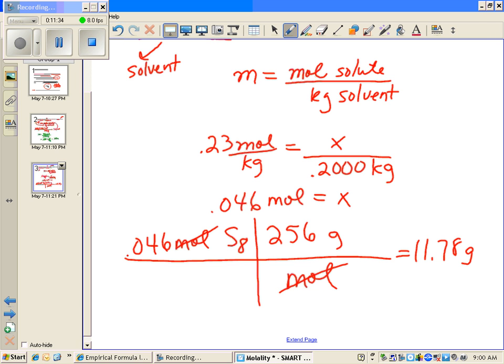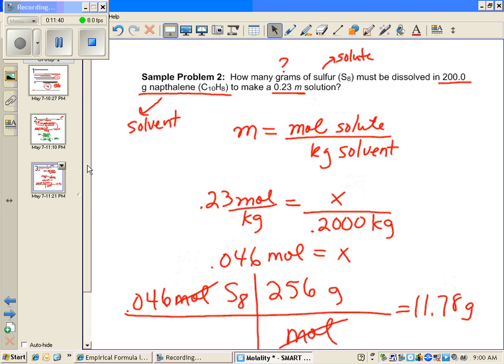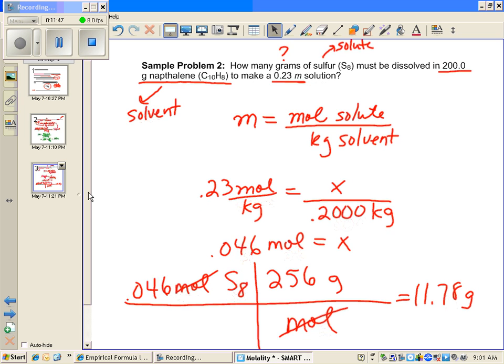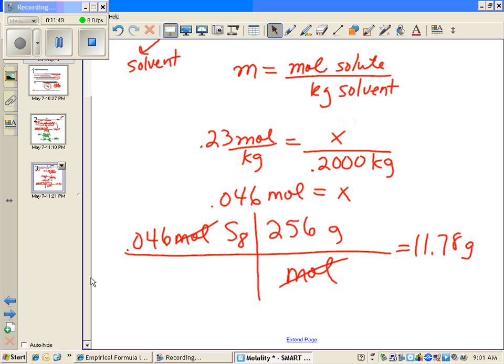So I'm going to say 0.046 times 256, and my answer comes out to be 11.78 grams. Let's go back and look at our significant digits here. In the problem, I have 4 significant digits and 2 significant digits. I have to go by the least, right? So my answer can only have 2 significant digits. So what would my answer be? 12 grams would be my answer.